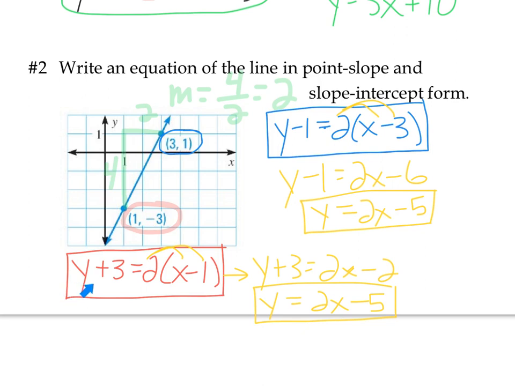So right here, point-slope form, using this point, 1 comma negative 3, y minus negative 3, so y plus 3 equals m, right? We calculated the slope, rise over run, which is 2, and then parentheses x minus x1, so x minus 1. And then turning it to slope-intercept form by distributing the 2 and then subtracting the 3 on both sides. And if we use this point here, 3 comma 1, we get this point-slope form again.